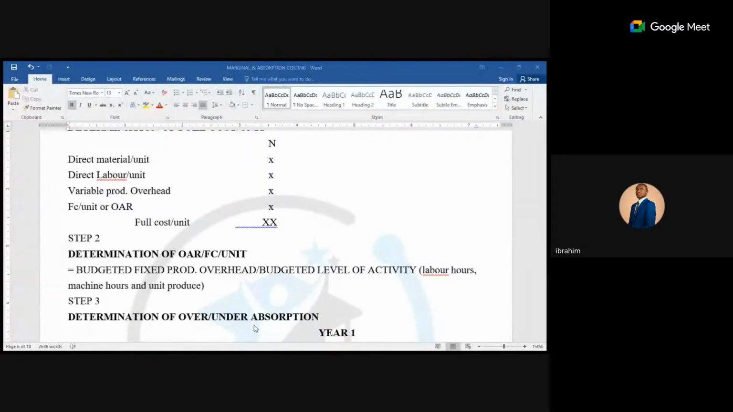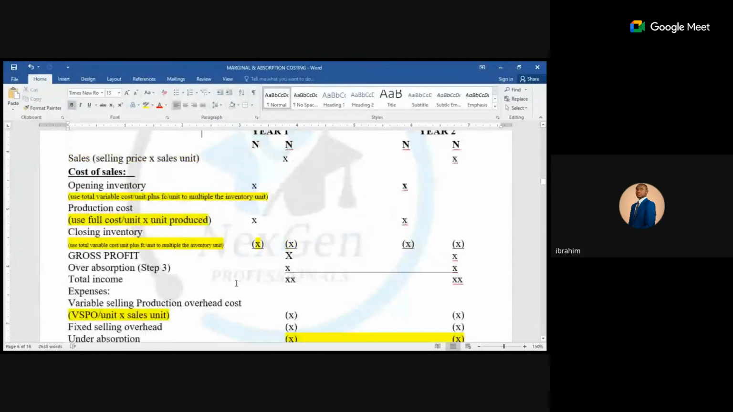Now, labor hours or machine hours. It depends. Class, now if you calculate your OAR, you put it here, then you add it together, it will give you your full cost. That is step 2.